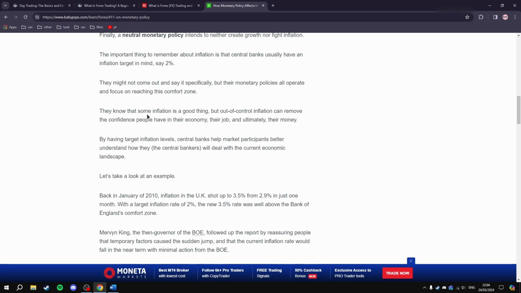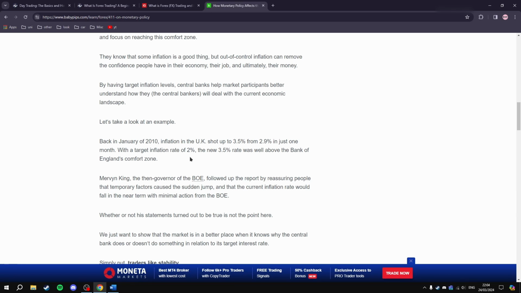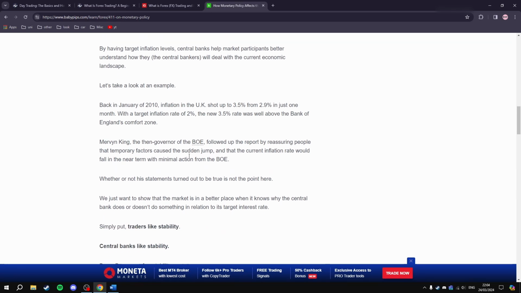Let's take a look at an example. Back in January of 2010, inflation in the UK shot up to 3.5% from 2.9% in just 1 month. With a target inflation rate of 2%, the new 3.5% rate was well above the Bank of England's comfort zone. Mervyn King, the then governor of the Bank of England, followed up the report by reassuring people that temporary factors caused the sudden jump, and that the current inflation rate would fall in the near term with minimal action from the Bank of England.